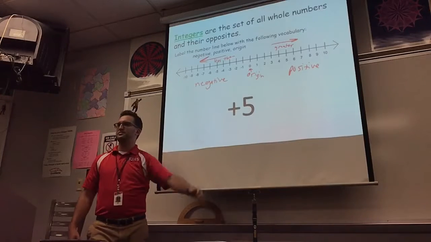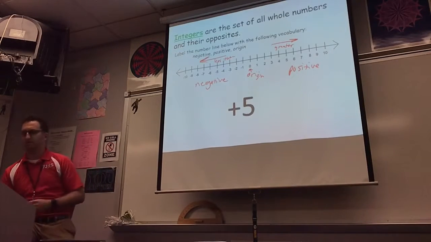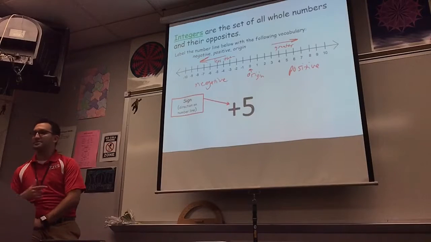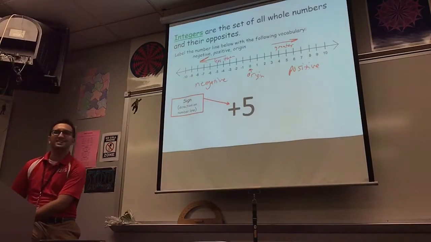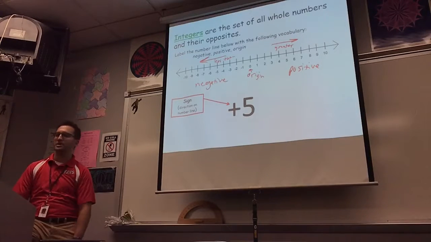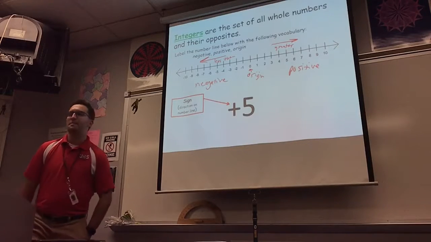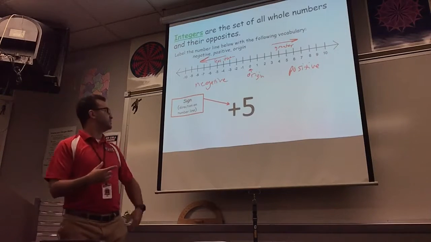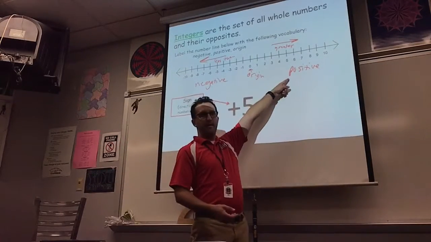This says positive 5. Every number has two components to it. You don't need to write this down, but make sure you do get the number. The first component is the sign. And that tells you which direction on the number line we're going. All right? So this would say I'm going to the right, because that's positive.